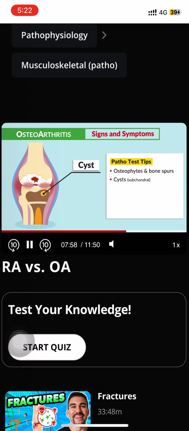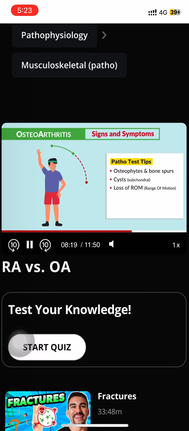Now the next key term is cysts that are subchondral. Now, if you didn't know, a cyst is a sac-like pocket of membranous tissue that contains fluid, air, or other substances. So this type of cyst is a bone cyst that is caused by osteoarthritis and may require aspiration, or basically drawing the fluid out. The next key term is a loss of range of motion, that ROM, as the joints become very, very stiff from that loss of cartilage.